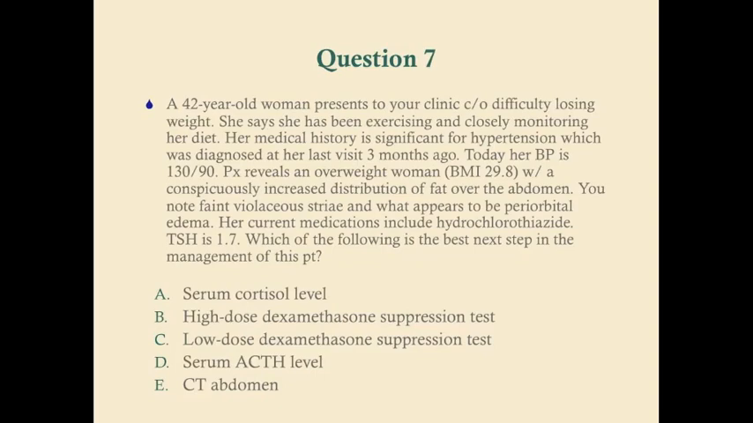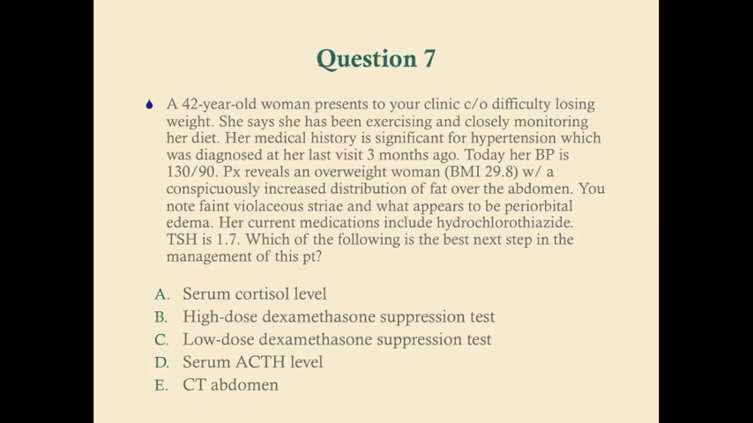Okay, question 7. A 42-year-old woman presents to your clinic complaining of difficulty losing weight. She says that she's been exercising and closely monitoring her diet. Her medical history is significant for hypertension, which was diagnosed at her last visit 3 months ago. Today, her blood pressure is 130/90. Physical exam reveals an overweight woman with a BMI of 29.8. You should know that BMI should be under 25. Anything above that is overweight. Anything above 30 is obese, with a conspicuously increased distribution of fat over the abdomen.